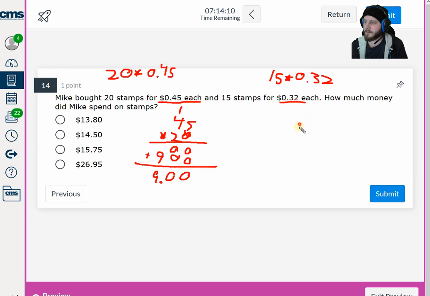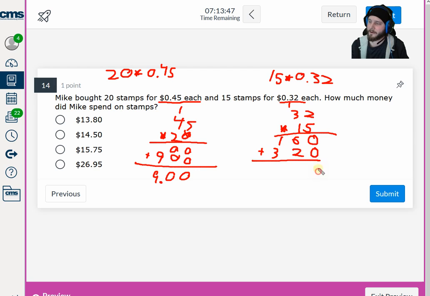For this one, we are doing 15 times 32. And again, my answer should have 2 decimal places. 5 times 2 is 10. 5 times 3 is 15, plus 1 is 16. So placeholder 0, almost forgot that. 1 times 2 is 2. 1 times 3 is 3. Add those together. And we get 2 decimal places. So $4.80. Add those together to get the total.